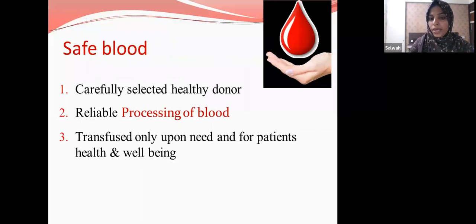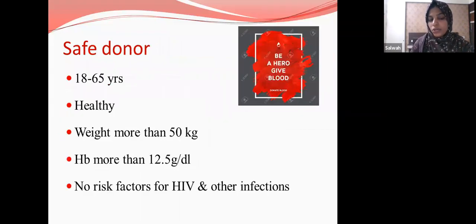So who can be a healthy donor? A safe donor is a donor of the age group 18 to 65 years. He should be healthy, and his weight should be more than 50 kilograms and hemoglobin more than 12.5 gram per deciliter. And also he should not have any risk factors for HIV or any other transfusion transmitted infections. A healthy male can donate blood every 3 months, and a healthy female can donate blood every 4 months.